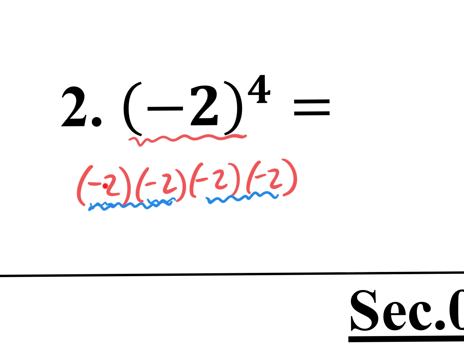So now it's just a question of multiplying by 2, right? What is 2 times 2? 4 times 2, 8 times 2, 16. And we said it's going to be positive 16. So there's our answer, positive 16.